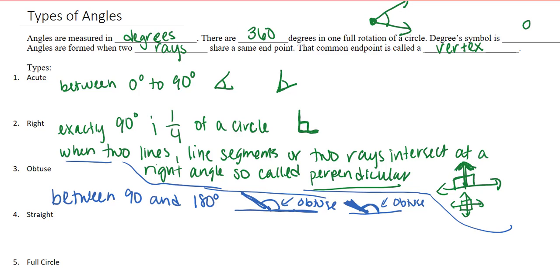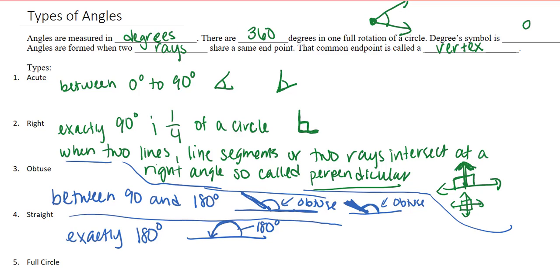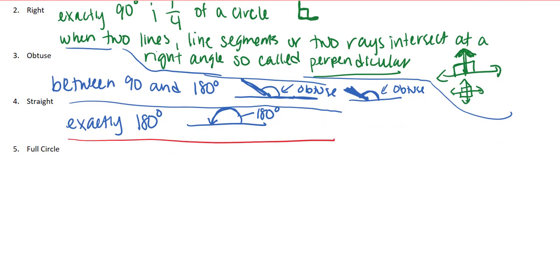Then a straight angle, or a straight line, is exactly 180 degrees. It looks something like this. You have a line here, and this whole thing is equal to 180 degrees. And lastly, we have a full circle. If it went from here all the way to here, that's equal to 360 degrees. Now that we've gone over all these terms, let's go over some examples.